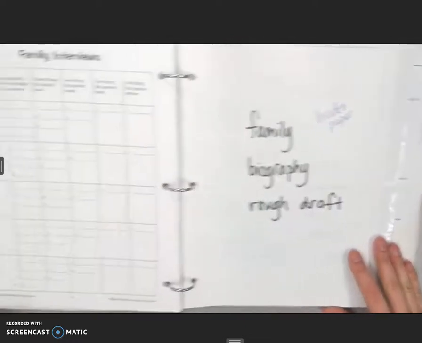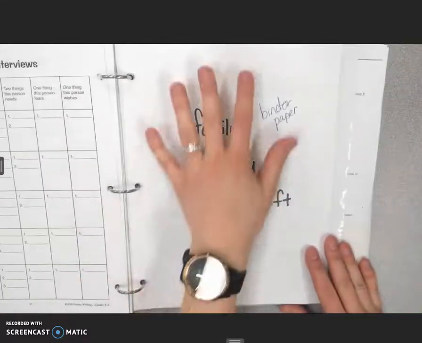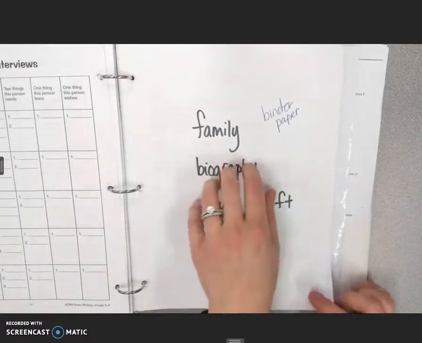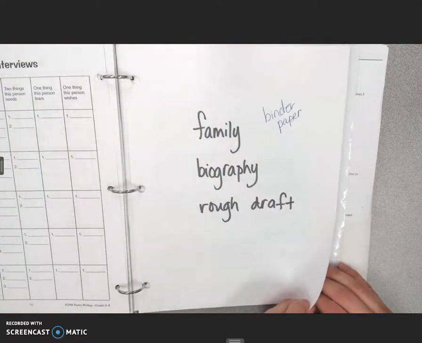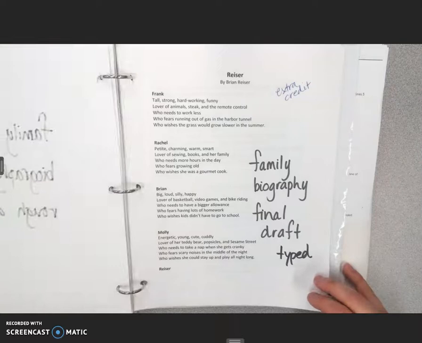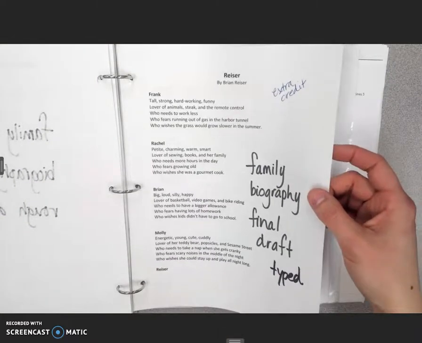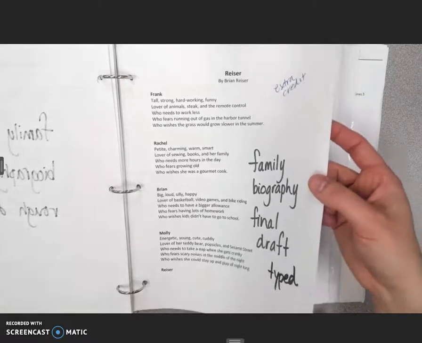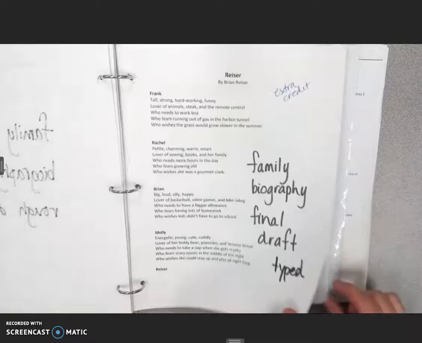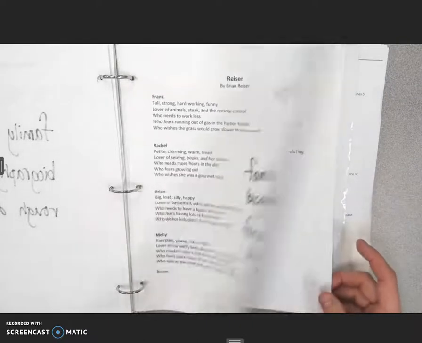That's the back that looks like this. This should all be filled out because we did this before we wrote our rough draft. And again, this should be on binder paper. Our rough drafts should be on binder paper, handwritten. And then if you did the extra credit, you would have the final draft typed. Okay, so you might not have this, but I'm hoping you do have it because I'm hoping you did that extra credit for 20 points. That is your final draft typed family biography.